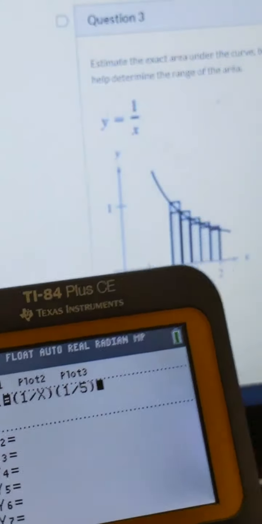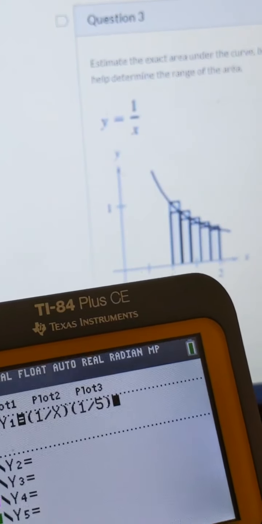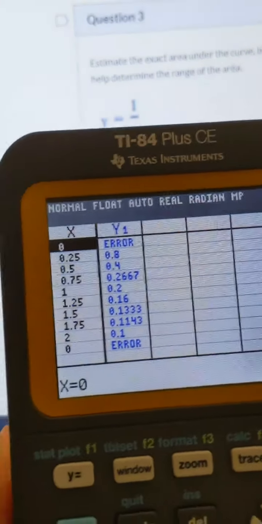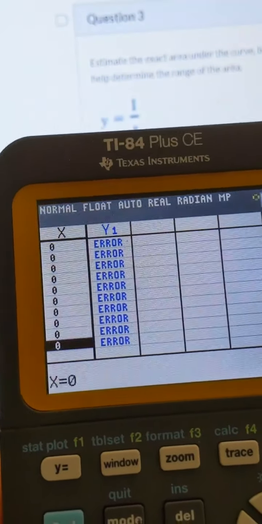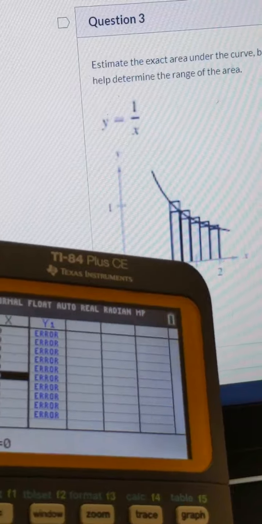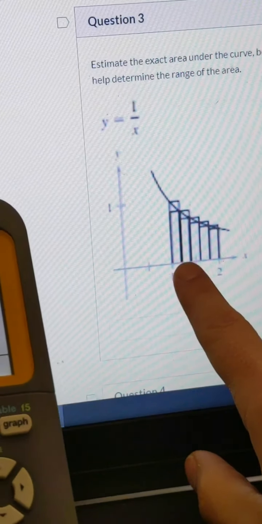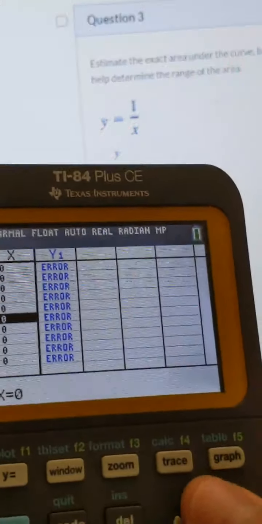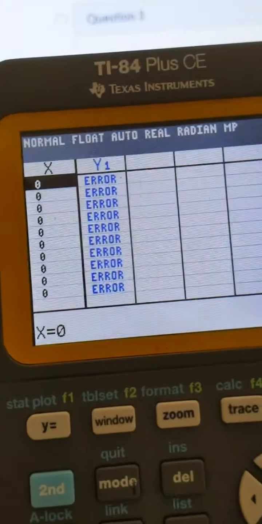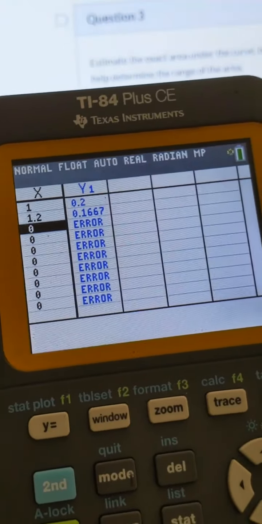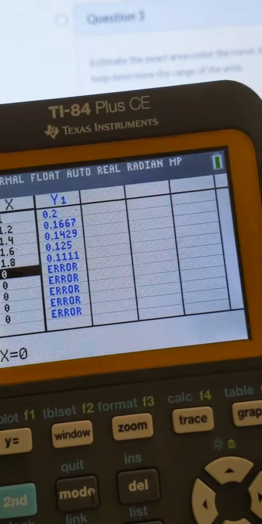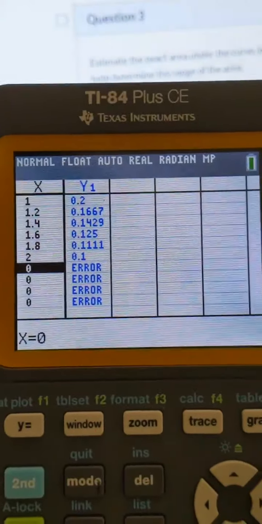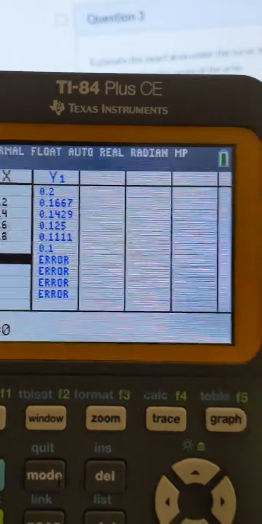Okay. So let's see. I'm going to go to the table now. I'm just going to zero everything out. Okay, yeah, I get a bunch of errors because it's all zeros. But we're going to start with 1 and go by 0.2 each time up all the way to 2. So we got 1, 1.2, 1.4, 1.6, 1.8, and also 2. So we have our numbers here.